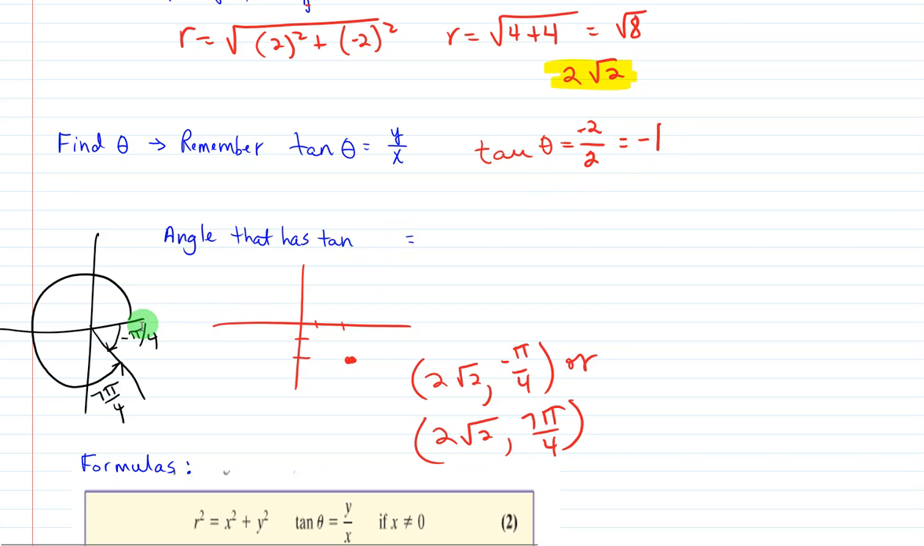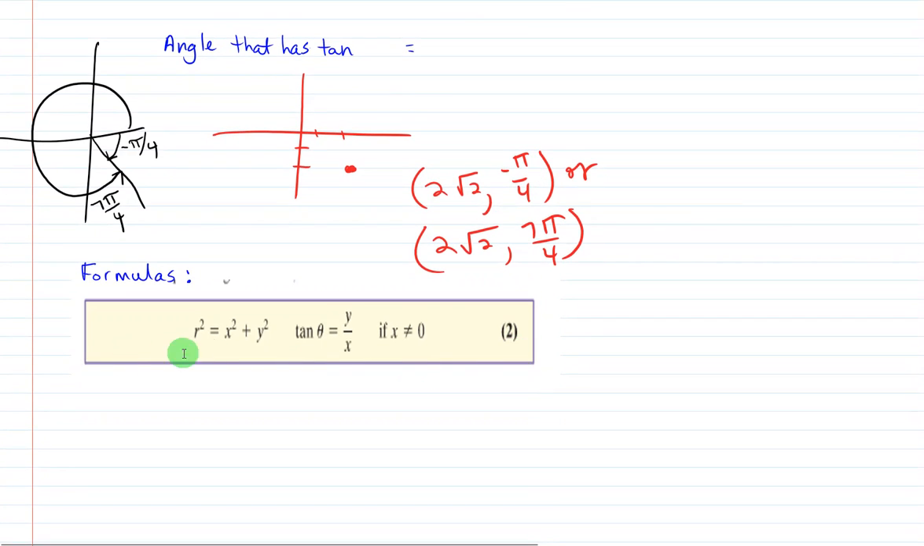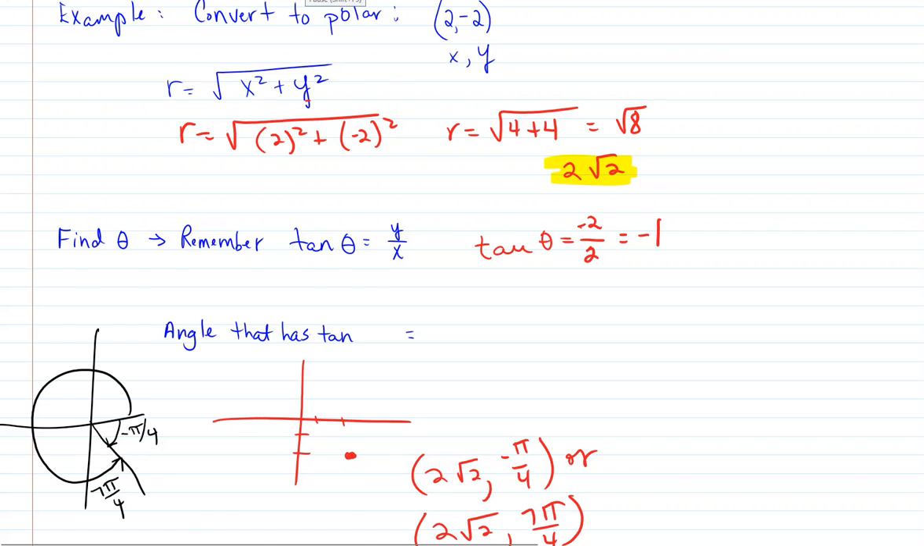That is either negative pi over 4 or 7 pi over 4, depending on what the problem asks you for the form. But that's how you would do that. So you want to remember these things here for that formula. All right, let's go look at our problem set.